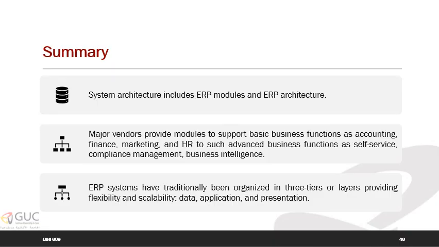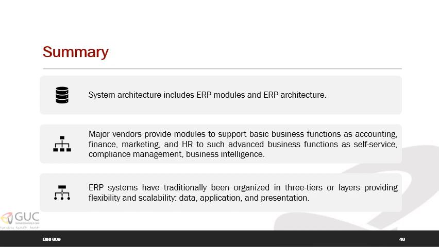System architecture includes ERP modules and ERP architecture. Major vendors such as SAP, Oracle, and Microsoft provide modules to support such basic business functions as accounting, finance, marketing, and HR, to such advanced business functions as self-services, compliance management, and business intelligence. This functionality is evolving as the needs of organizations change. The focus today is on supporting the enterprise-wide needs of the company. This means ERP systems are accessible by a wide variety of people and departments, making them complex from a management and maintenance perspective.